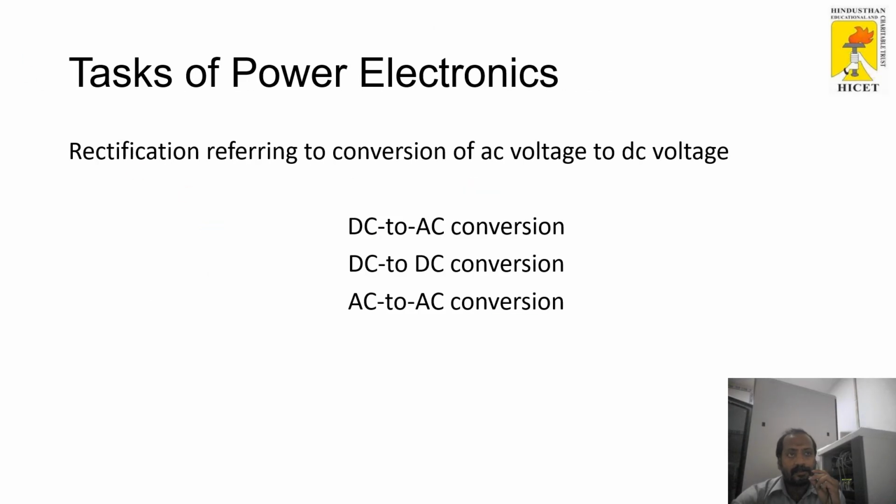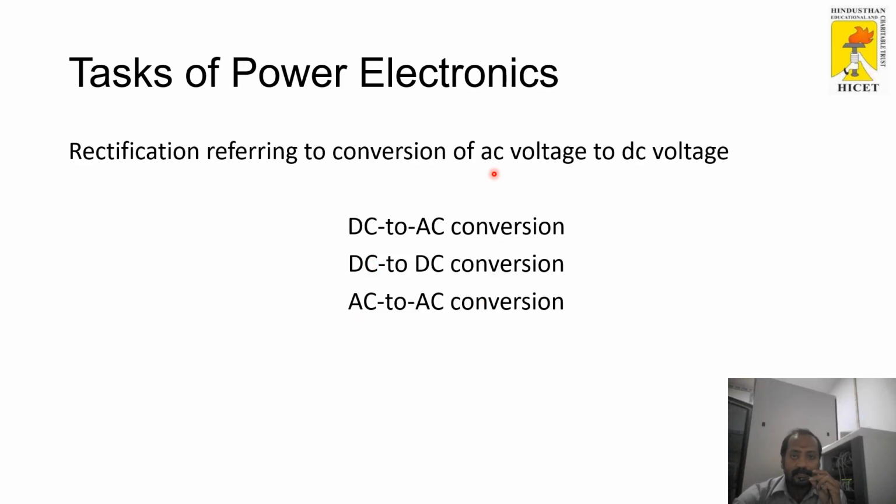Unlike normal electronics, which uses current and voltage to carry information, power electronics carries power. This is why the main task of power electronics is to control and convert electric power from one form to another. On that basis, we have conversion of AC voltage to DC, DC to AC conversion, DC to DC conversion, and AC to AC conversion.